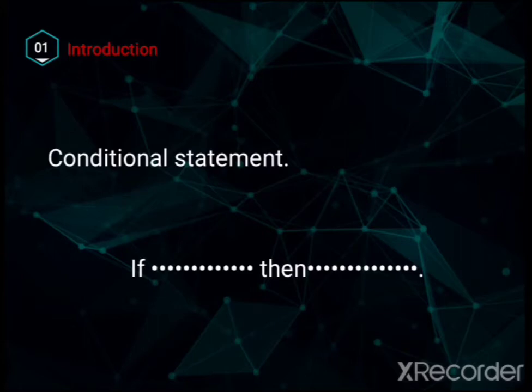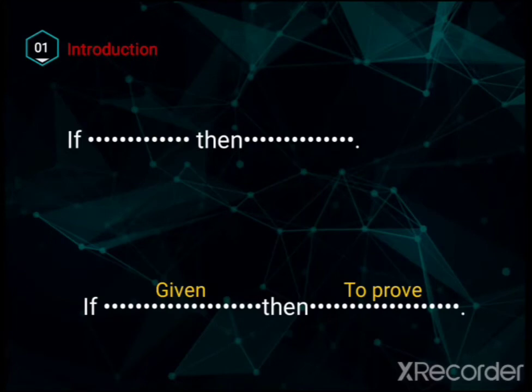So the part between "if" and "then" is called the given, and the part which is after "then" is called what is to prove. In our first sentence, we call this given point the antecedent and what is to prove the consequent.